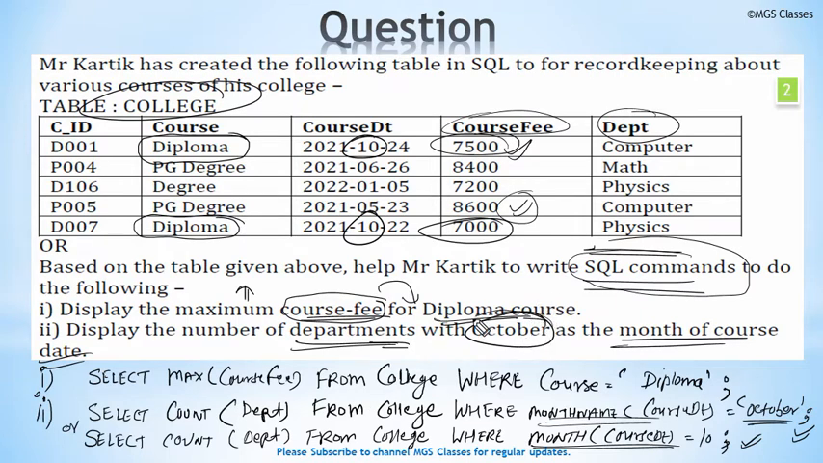So here you need to count the number of departments only for those rows whose month of the course date is October. That way you write the where condition. Writing the where condition is very important. If you write it directly without it, then it will count all the rows of this department column. But here we are interested only in counting those departments whose month name is October. That's why we have written it like that.